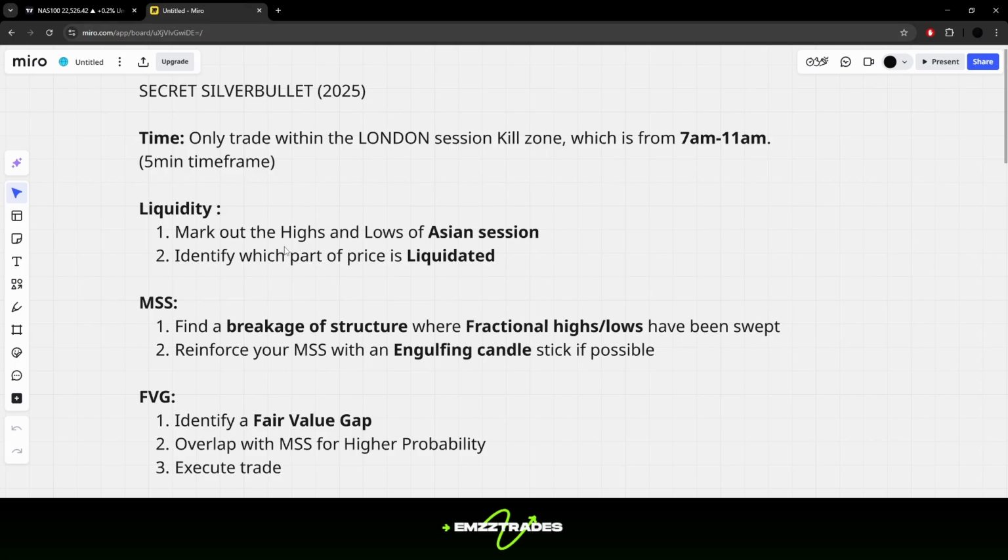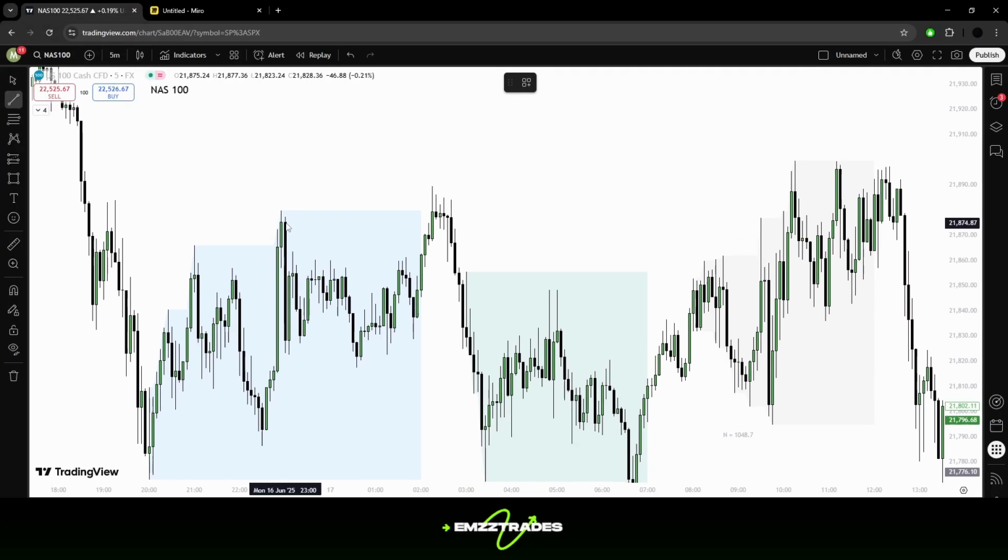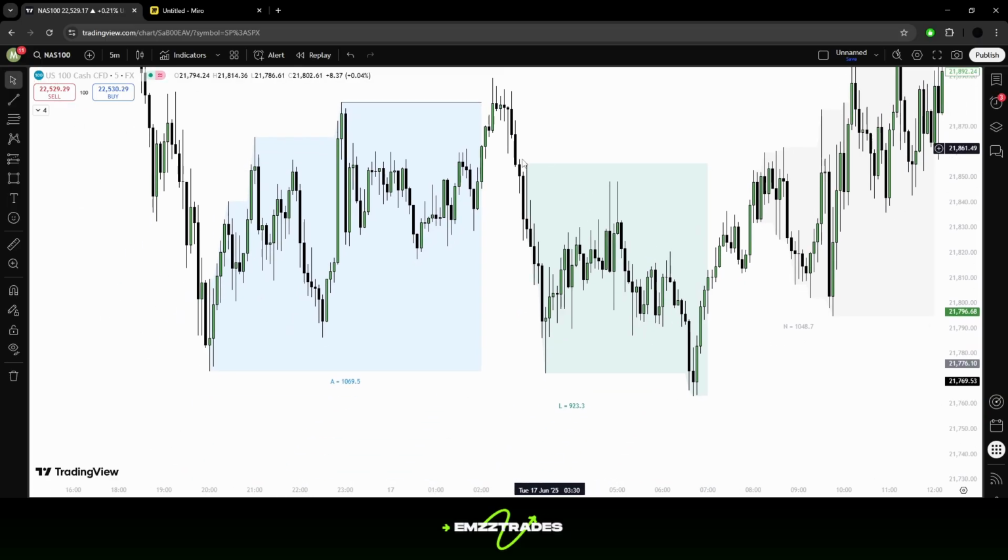But what you need to do from here on out is mark out the highs and the lows of Asian session. Then we identify which part of price actually gets liquidated first. So as you can see, this is the highest point of Asian session. I'm going to just mark that out, and then this is the lowest point of Asian session, so we're going to mark this out as well.